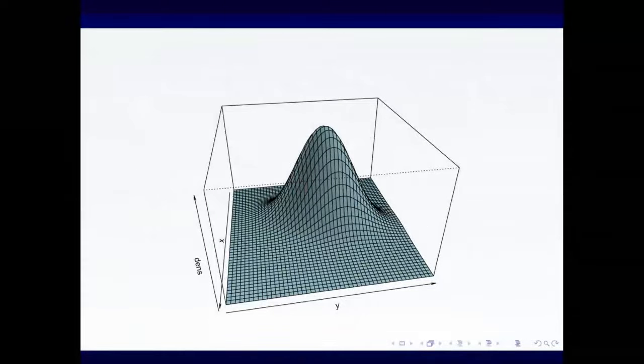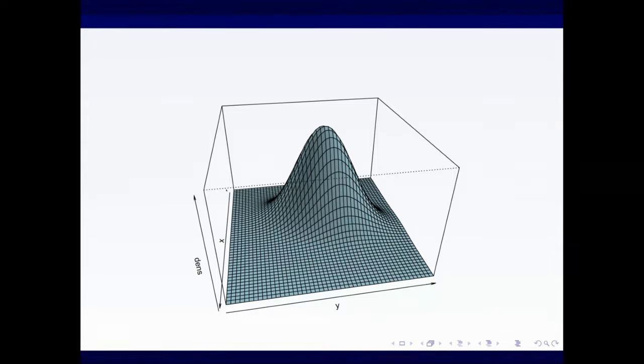Okay, so this is the three-dimensional picture for the density function of the bivariate normal case. We have x and y on here, and then we have the bell-shaped structure for the density on here.